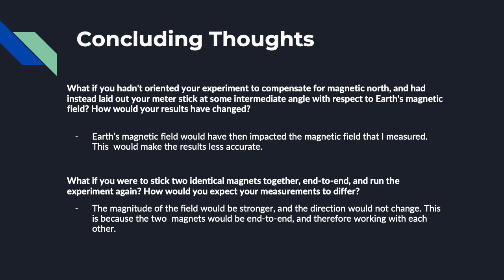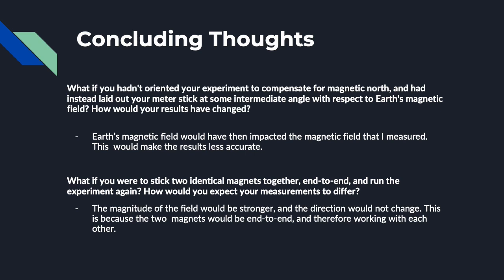Concluding thoughts. What if you hadn't oriented your experiment to compensate for magnetic north and had instead laid your meter stick at some intermediate angle with respect to Earth's magnetic field? How would your results have changed? Well, Earth's magnetic field would have then impacted the magnetic field that I measured. This would make the results less accurate.